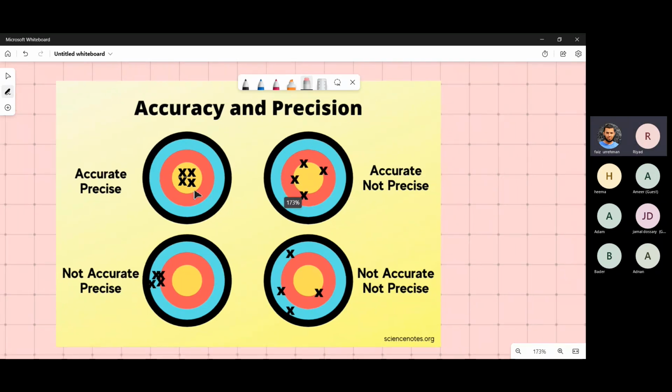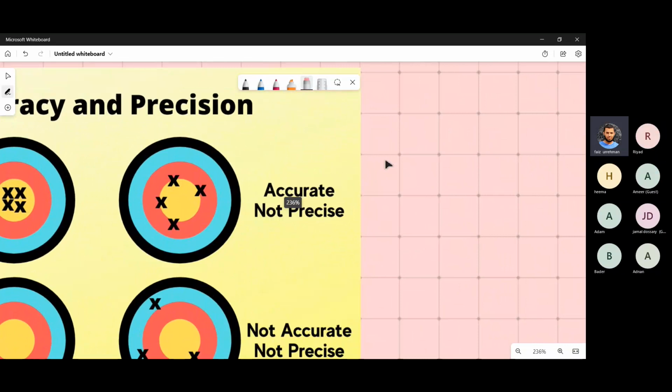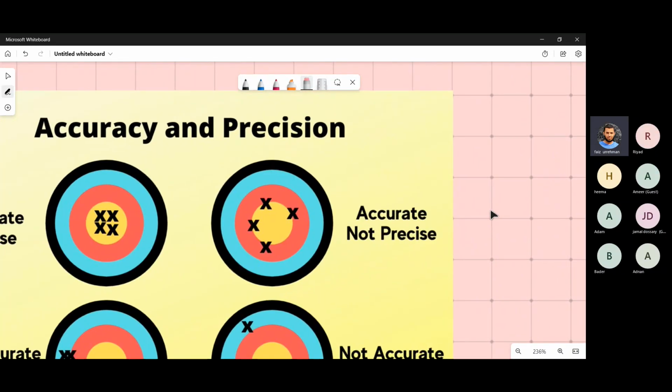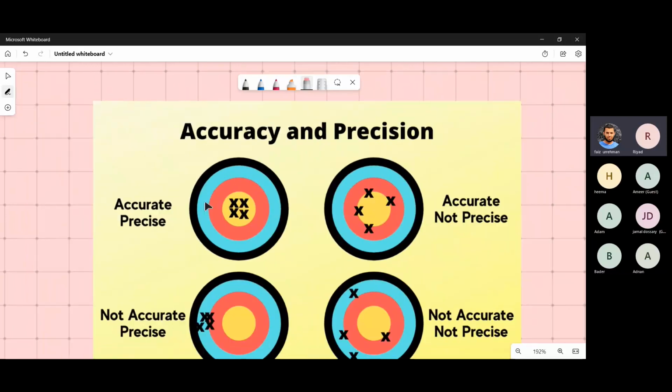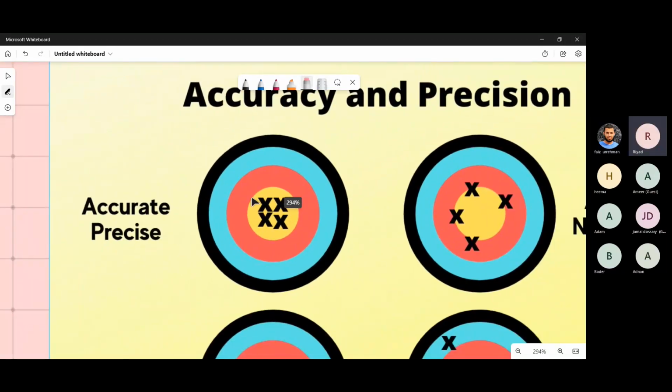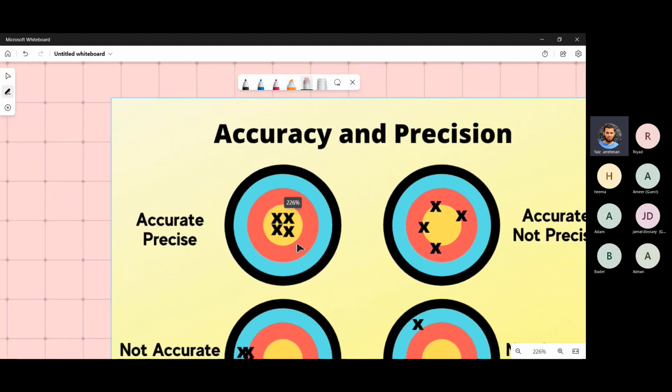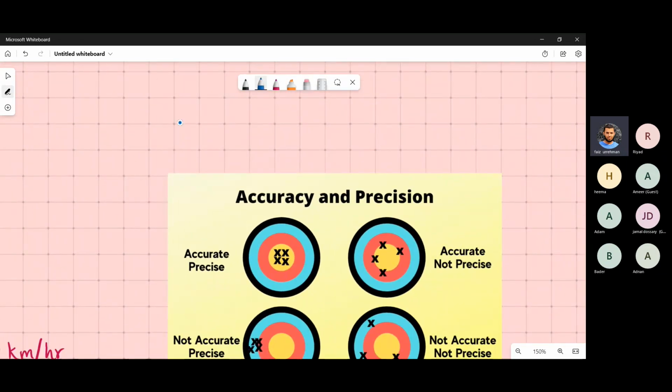What does accurate mean? Accurate means correct, nearest to the correct answer. Accuracy is for the answer and precision is for the tries. Accuracy means as close to the real answer as possible. Okay, this is accuracy, as close to the answer as possible.